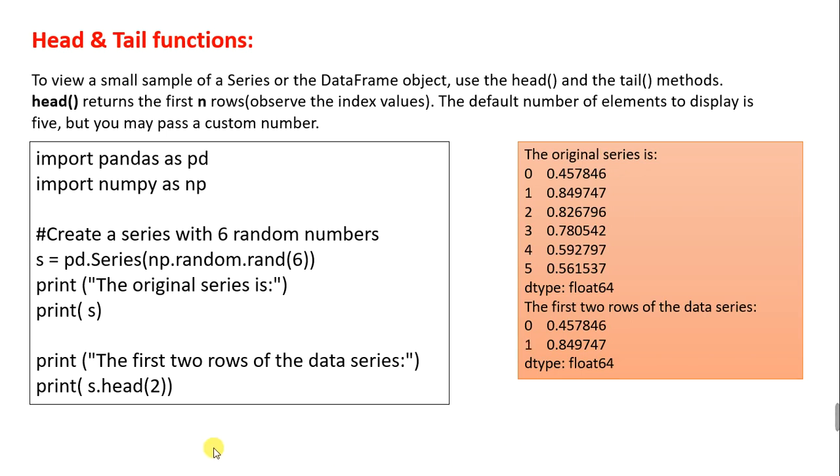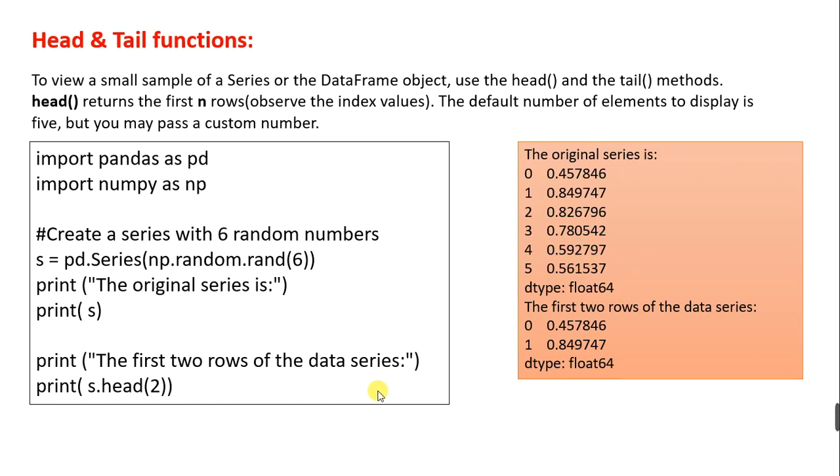Now if we print this series, I have given the message here, the original series is, then print s. You can see on the right hand side the output will be something like this. It will not be exactly like this because these are random numbers, and the screen may generate different numbers. First one at index 0, then 1, 2, 3, 4 and 5. All these are floating numbers.